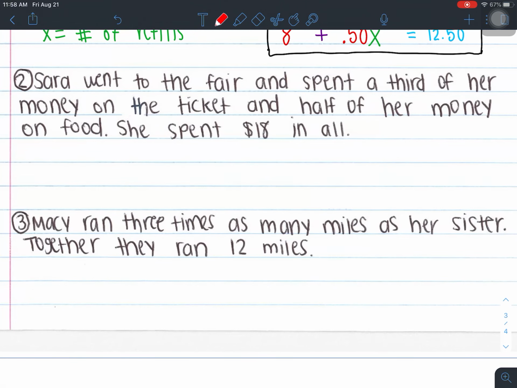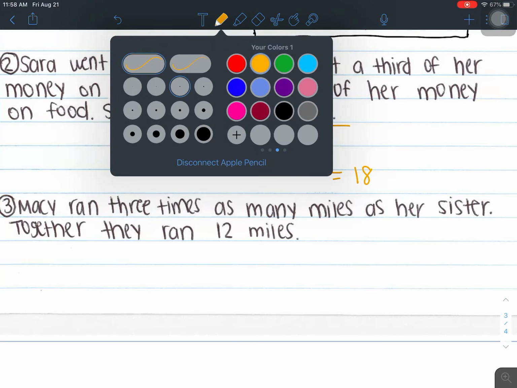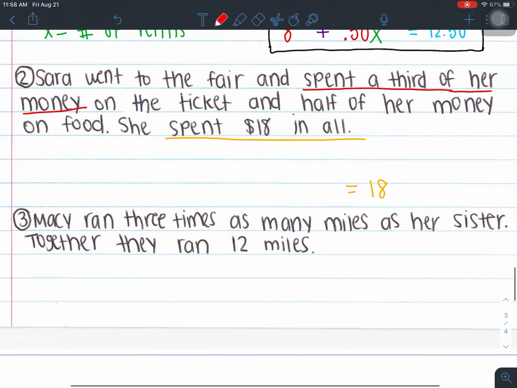All right, number 2. Sarah went to the fair and spent a third of her money on a ticket and half of her money on food. She spent $18 in all. So the easiest part for me is that I know she spent $18 in all. That means that at the very end, equals $18. And that's easy for me. Okay, so let's go ahead and break down from the very beginning. She went to the fair, and she spent a third of her money on the ticket. Okay, so do I know how much money she brought?